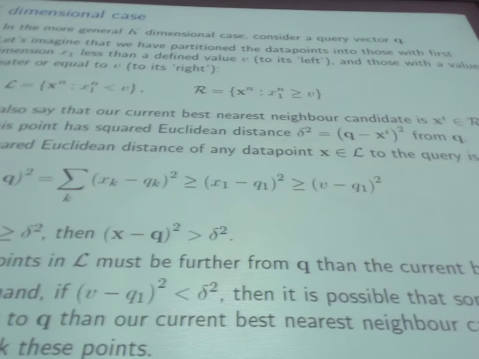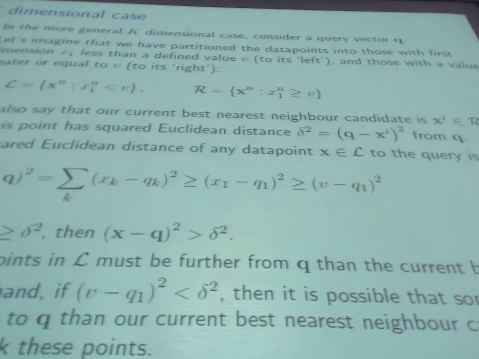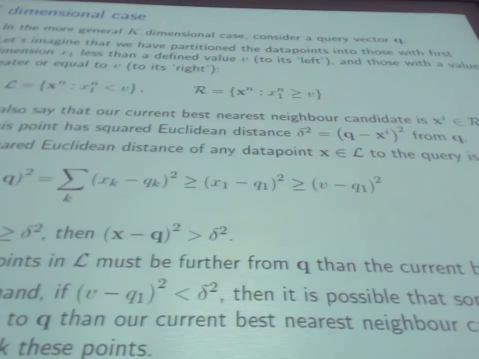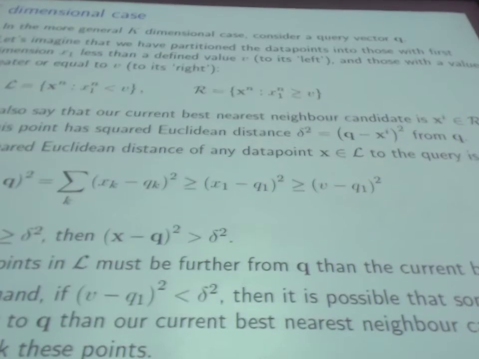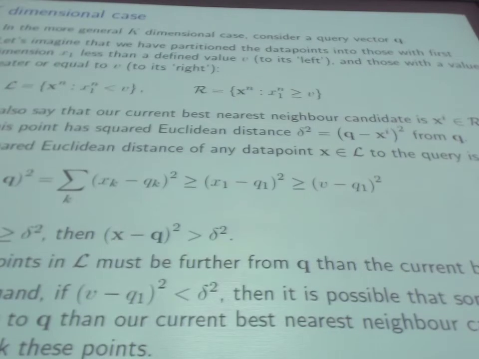So let's say x_i star is in the right plane. Let's just assume that, without loss of generality. So what is the squared distance between x and some query? And x now in this case is going to be in the left plane. This corresponds to the one-dimensional situation we had before, where the current best is on the right and the remaining data points are on the left. We want to know what the distance is between x in the left plane and our query.